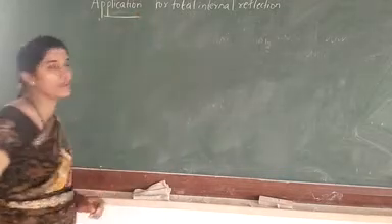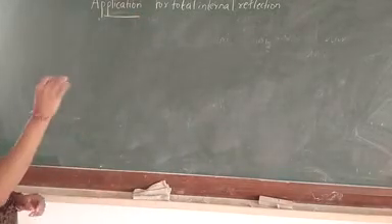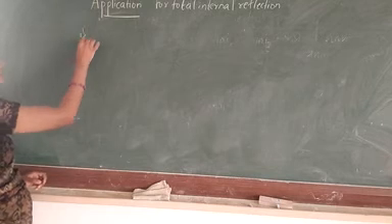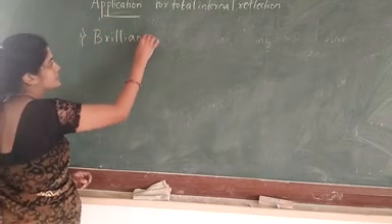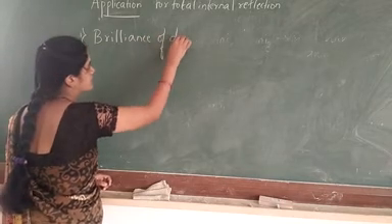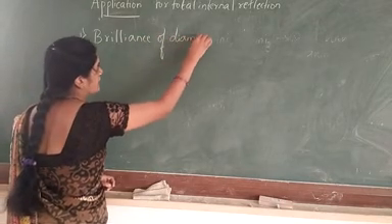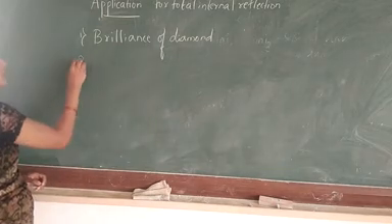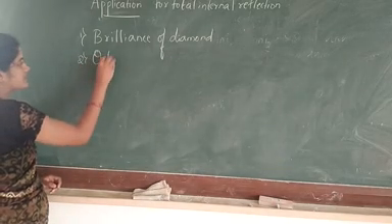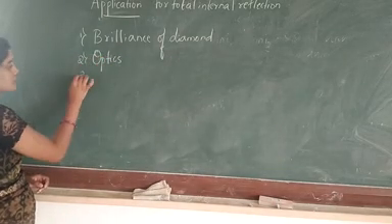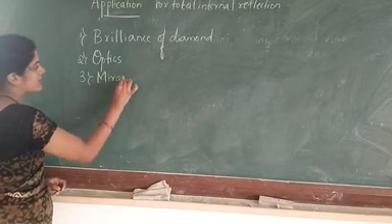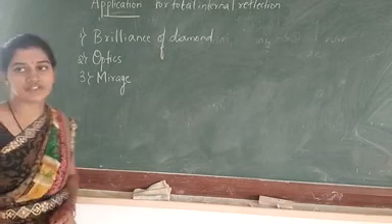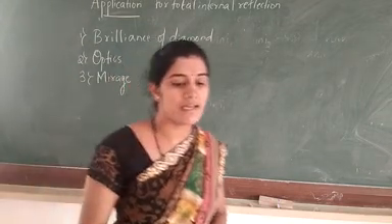Now next we have to study the applications of total internal reflection. Total internal reflection is used in the brilliance of diamond. It is also used in optics. It is also used in the mirage. These are some applications of total internal reflection.